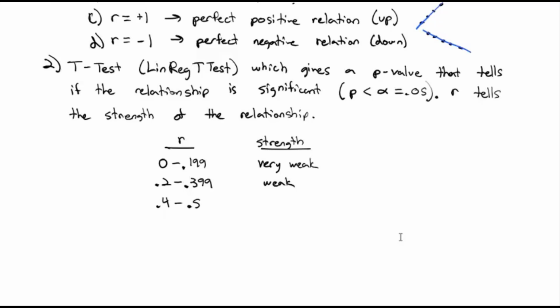0.4 to 0.59999 is a moderate relationship. But we like to see r bigger than 0.6. 0.6 to 0.7999 means we have a strong relationship. And on occasion, we end up between 0.8 and 1.0, which would be a very strong relationship.